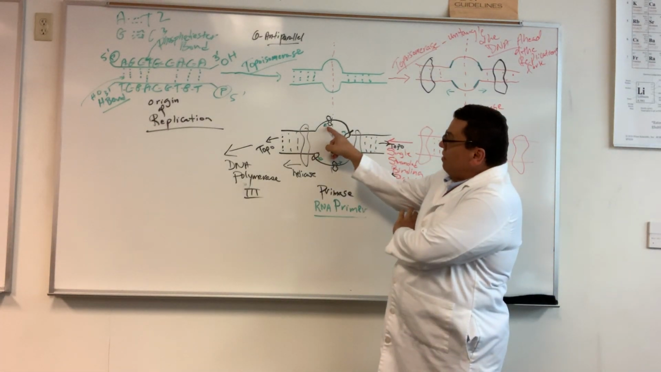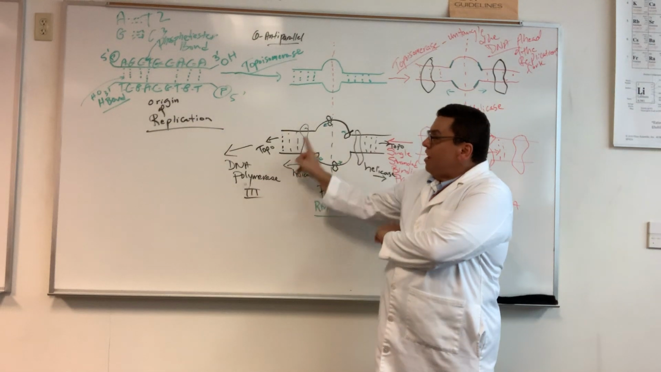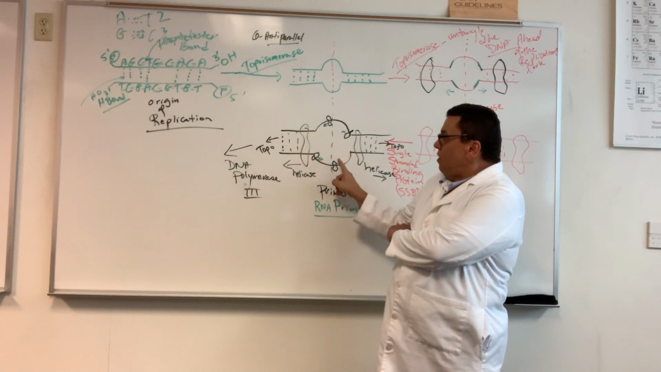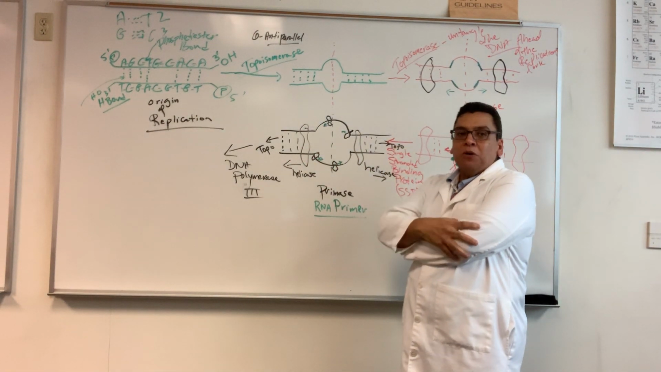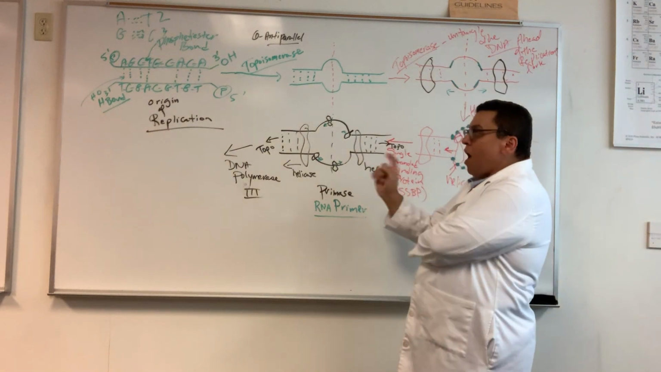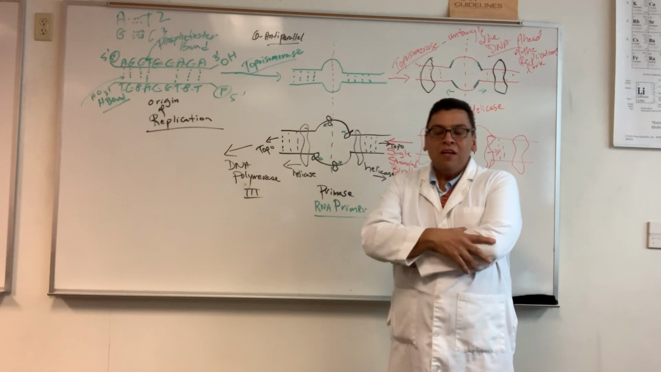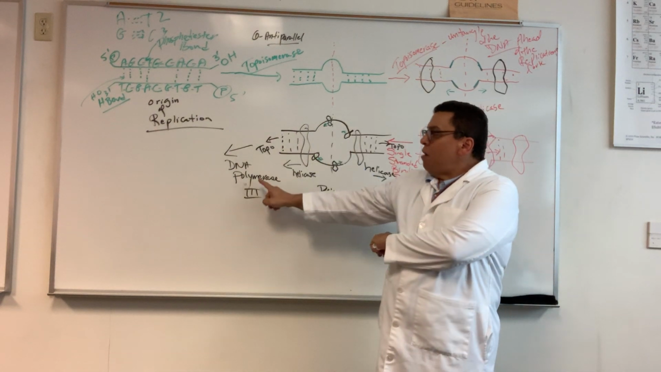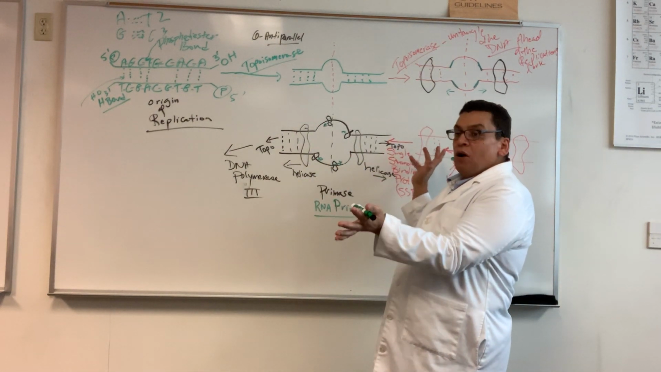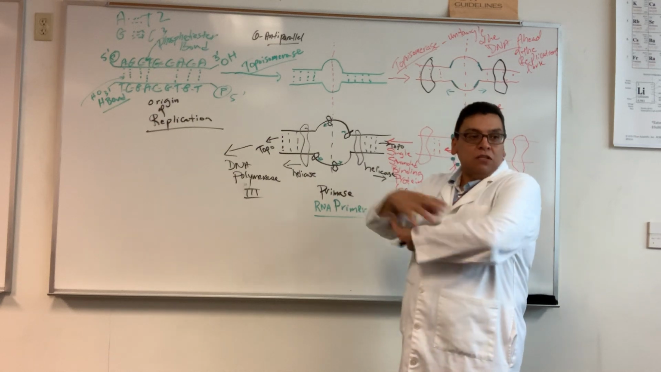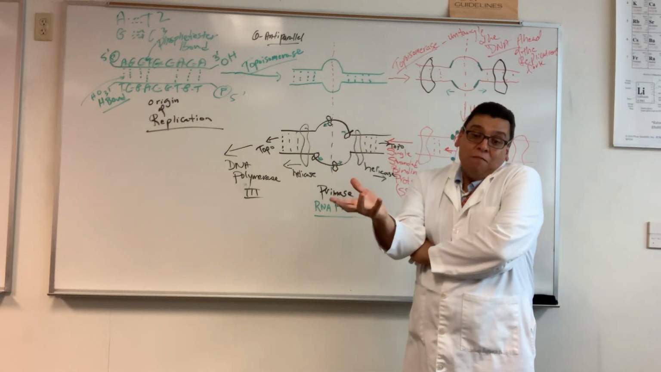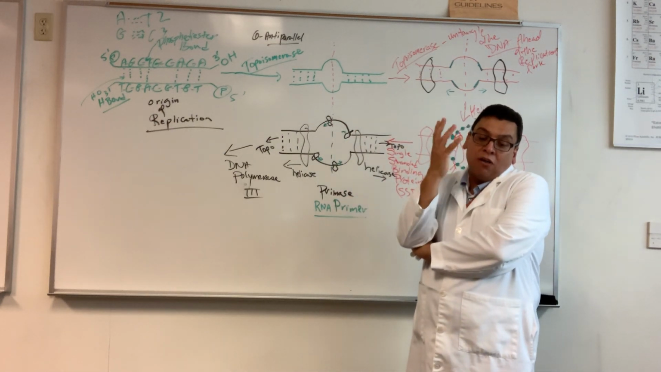This primer tells DNA polymerase 3, I want you to start here, here, here, and here. That's what it's doing. Everywhere I put a primer, that's where I want you to start. Without this primer, DNA polymerase 3 doesn't know where to start, so it doesn't do anything. It says, I know how to make it, but too bad you never told me where to start, so I won't do anything.